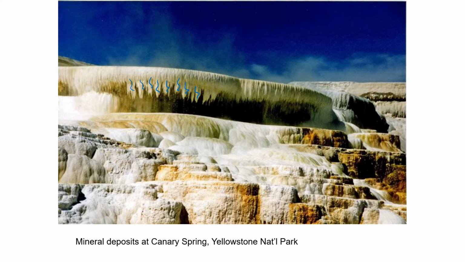Well, when the water makes it back up to the surface, it cools down. Everybody knows that hot water is more soluble than cold water is. So all those minerals precipitate out, and we get these icicles here. This is called Canary Spring. The colors are from the iron and the sulfur that's in the minerals.